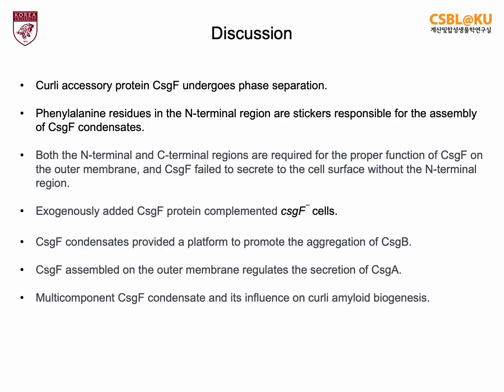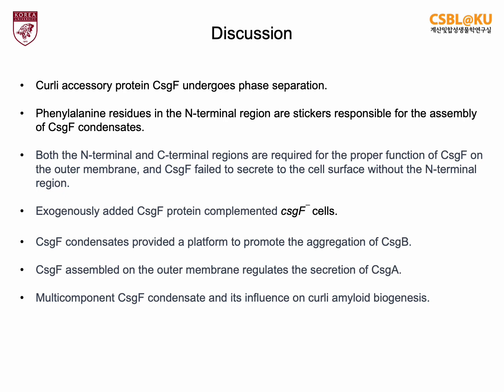So in this study, researchers demonstrate that the curli accessory protein CsgF undergoes phase separation. Phenylalanine residues in the N-terminal region are stickers responsible for the assembly of CsgF condensates. And both the N-terminal and C-terminal regions are required for the proper function of CsgF on the outer membrane, and CsgF failed to secrete to the cell surface without the N-terminal region.